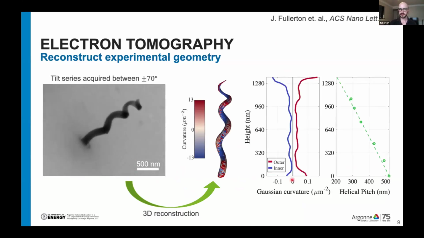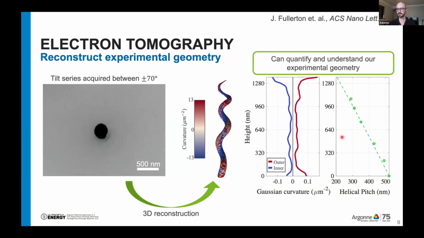By plotting this out over the height of the nanostructure, we can pick out locations where we have these bumps or these constrictions, so we can understand the morphology and the shape of our nanostructure. And then, of course, we can also pick out other geometrical parameters. For example, the helical pitch, which we see decreases linearly with height. This is the measure of the tightness of the helical spirals going up the structure. So we really have a platform where we can start to understand and quantify our geometry quite well.